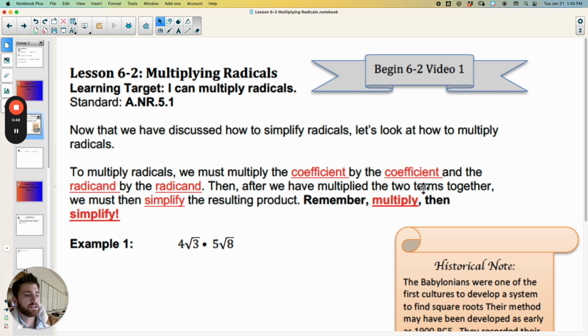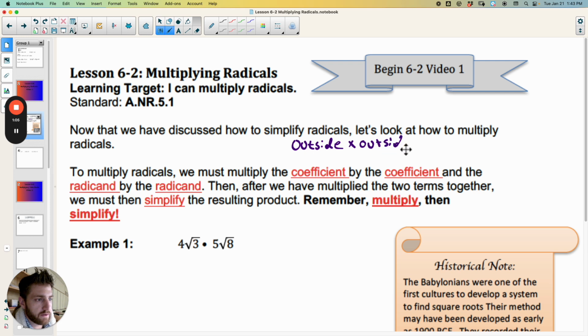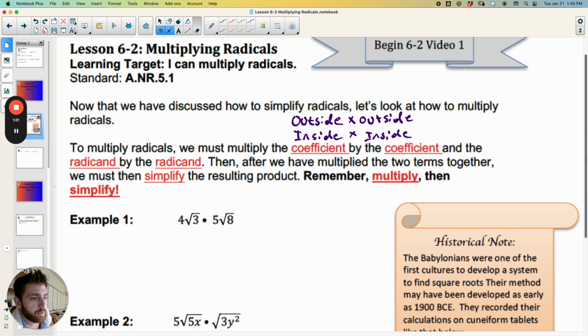One thing that I like to tell my students is you can think of this as we're doing outside times the outside, and the outside is the coefficient part. The radicand part is the inside or under part, so inside times inside. Okay, so let's look at an example.